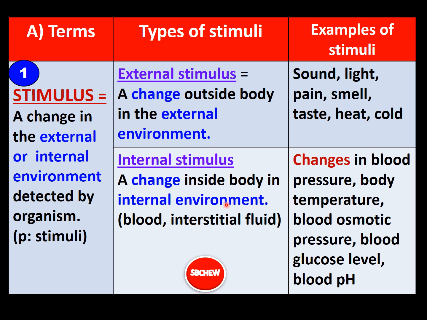So let's look at some of the changes as we go along. Now, for the external stimulus, which occurs in the external environment, the changes in the external environment, examples are sound, light, pain, smell, taste, heat, and cold. So wherever you are, you're always detecting changes in the external environment. The changes are always occurring.